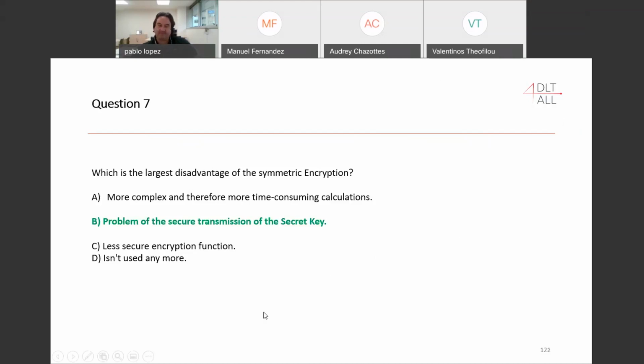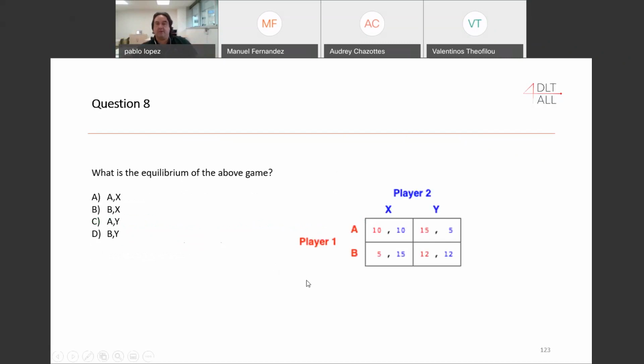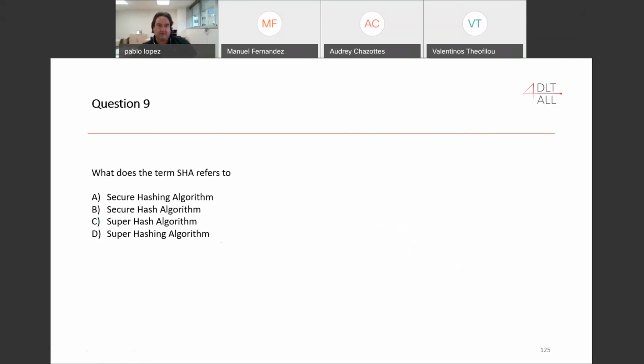Let's see what happens. B, the problem of the secure transmission of the secret key, is the largest disadvantage. It is close in definition to the C one, but the problem is the secure transmission of the secret key, as we talked before. You have to give someone the secret key, and they can decrypt not only this message, but all your messages. So we have to be careful. Well, this question was about the game theory that you will see tomorrow.